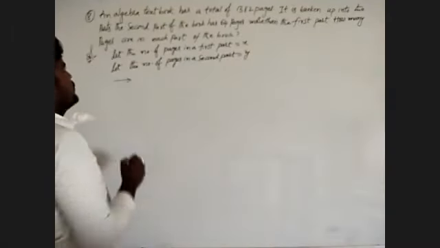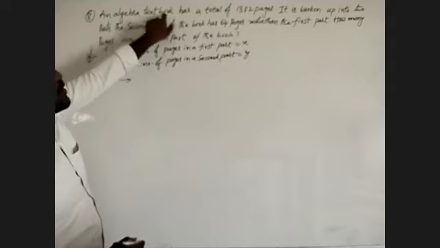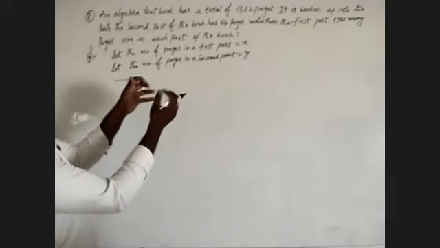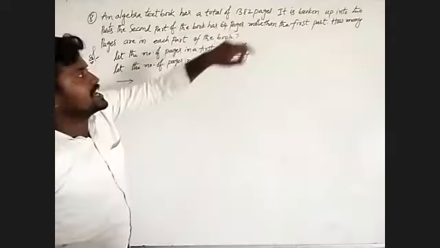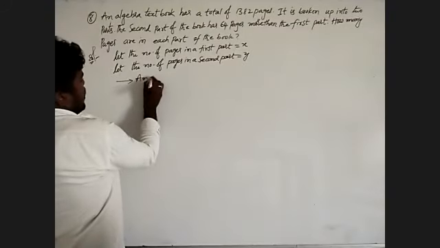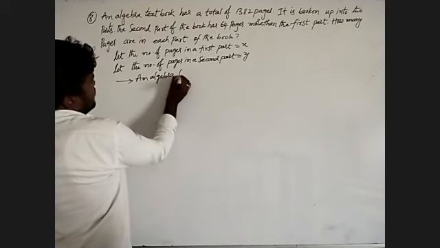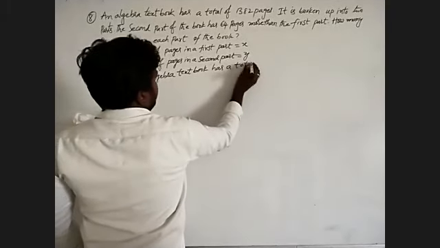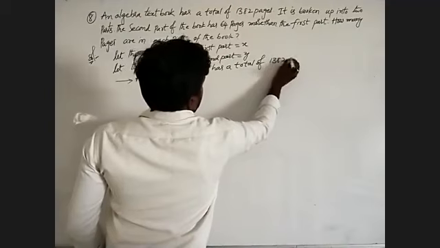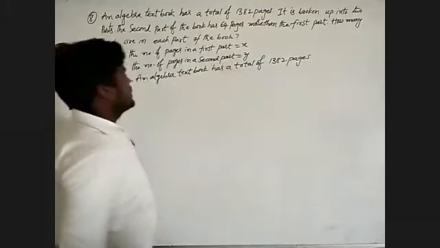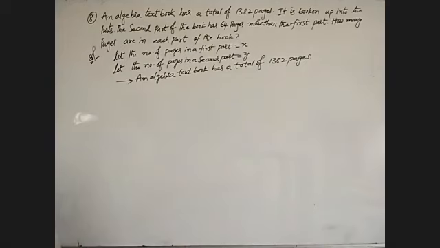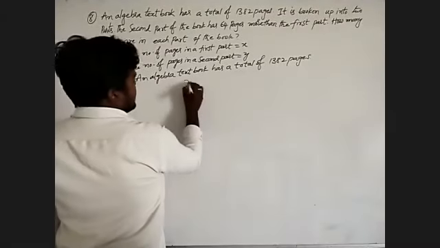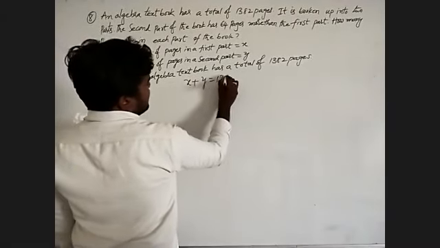By the problem, the first statement is an algebra textbook has a total of 1382 pages. That means the sum of the first part and the second part will be 1382 pages. That I will write: an algebra textbook has a total of 1382 pages, which is the first part and the second part. So x plus y becomes 1382 pages.